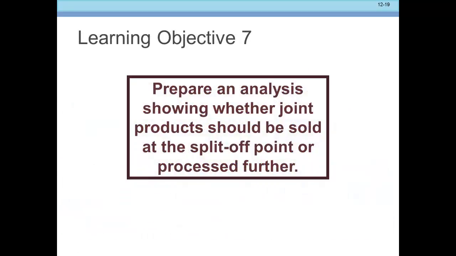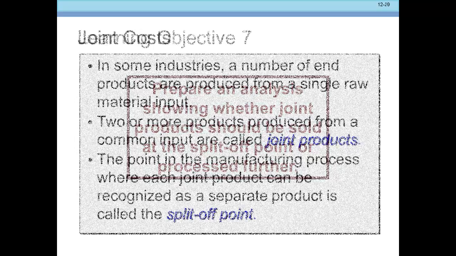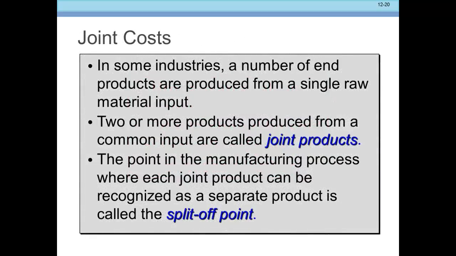Next up, let's discuss joint products. It's not uncommon for companies to produce several end products from a single raw material input. If we have 2 or more products from a common input, they're called joint products. The split-off point is a point in the manufacturing process at which the joint products can be recognized as separate products. Let's look at an example.